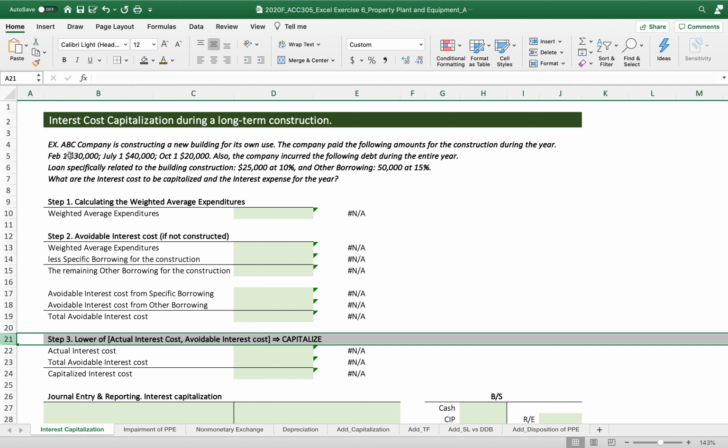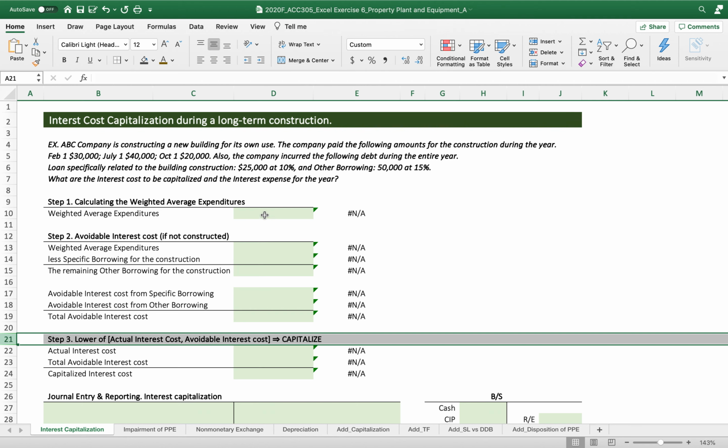Okay, question. ABC company is constructing a new building for its own use. The company paid the following amounts for the construction during the year: February 1st, $30,000, July 1st, $40,000, and October 1st, $20,000. Also, the company incurred the following debt during the entire year. The loan specifically related to the building construction, $25,000, 10%. That amount is only used to construct the building. And other borrowing of $50,000, 15%. What are the interest costs to capitalize?